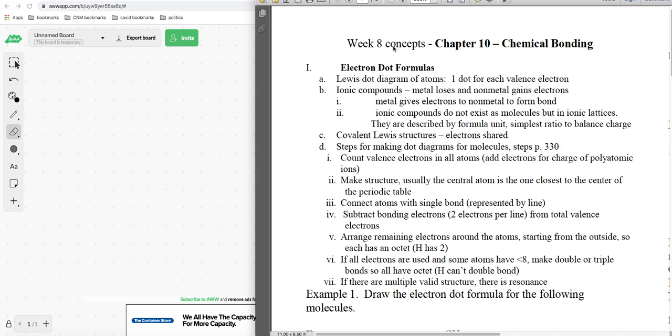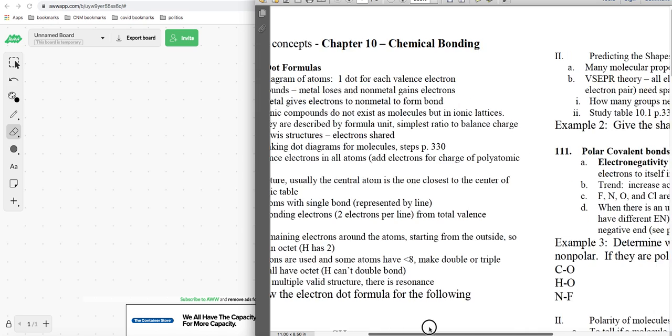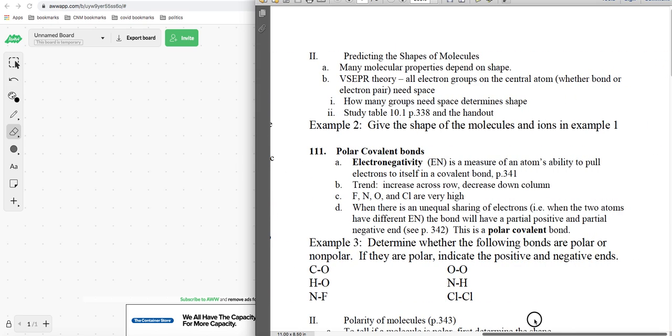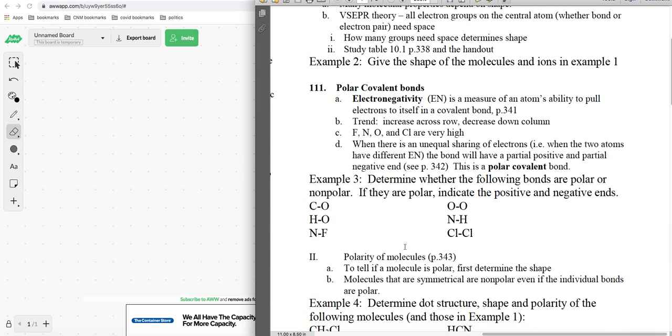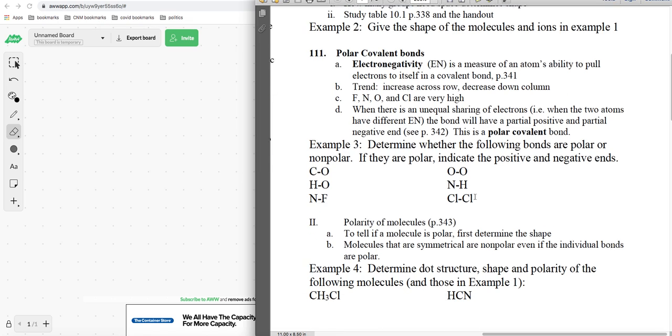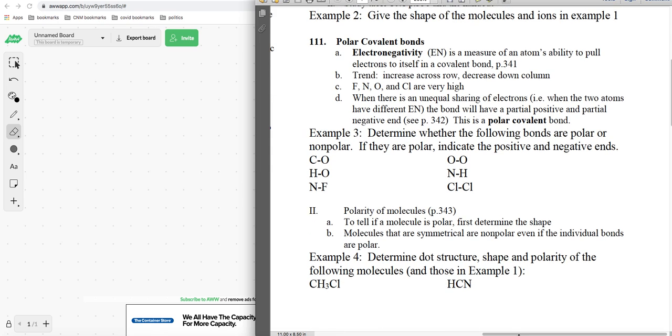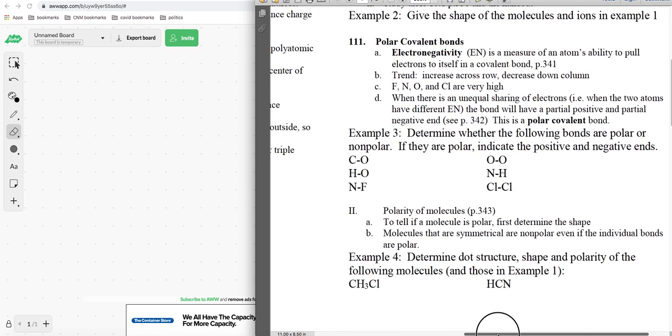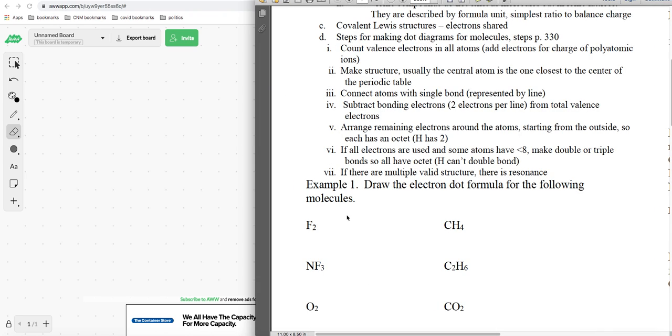So I'm going to go over this week 8 material. It starts with electron dot formulas and then goes into predicting the shapes of molecules and the polarity of molecules. Because they're all interrelated, and in this assignment, after you've done the Lewis dot structure, it says to do the shape of molecules for the same ones and then the polarity of the same ones. So it actually makes sense to just do all three of those at once for each of these.